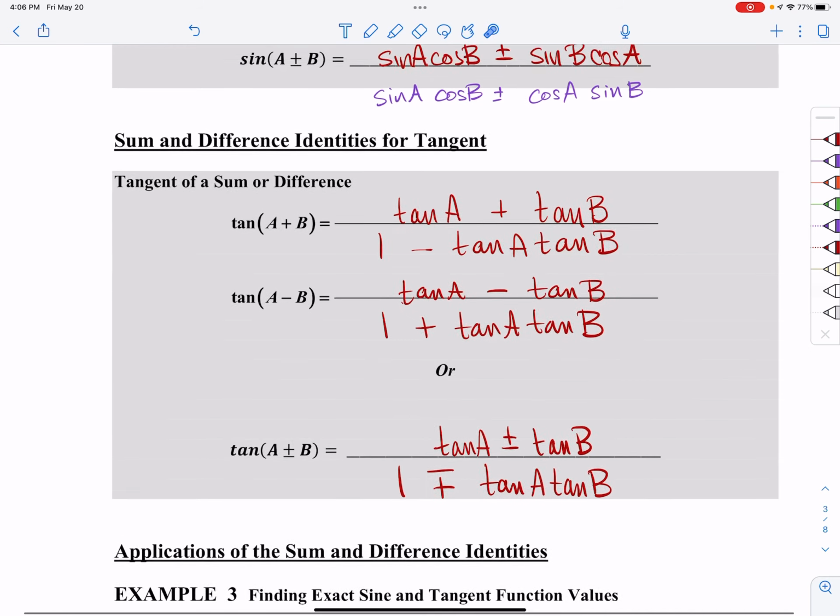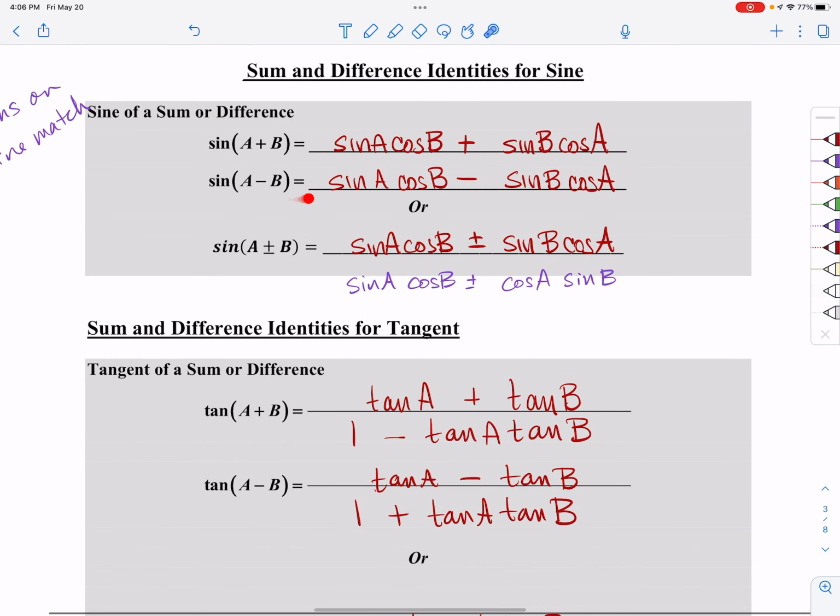All right, so now let's take this particular part of my identity. Let me bring you back up here. So this is what we have right now, and we want to convert it over to this right side of the identity. So this is going to be sine cos minus sine cos.